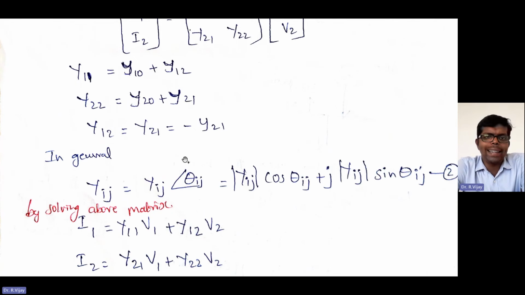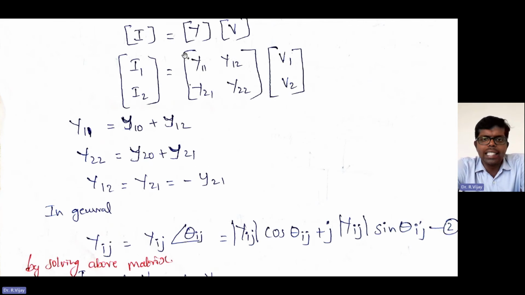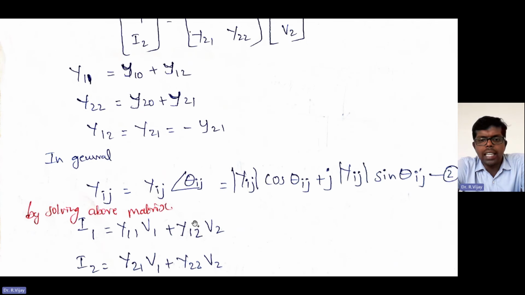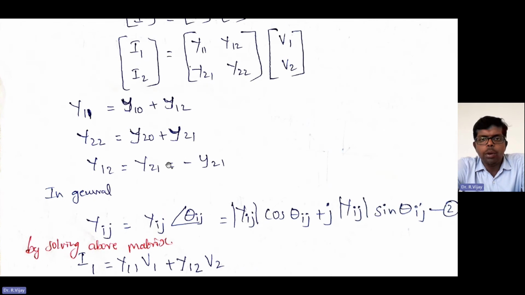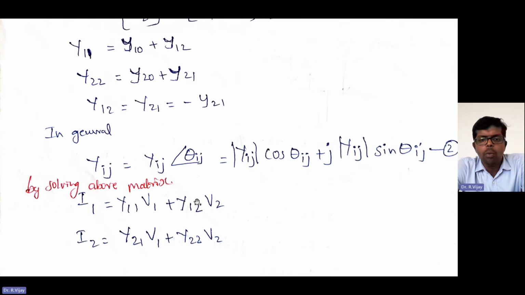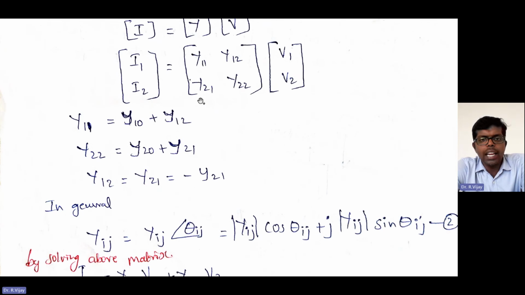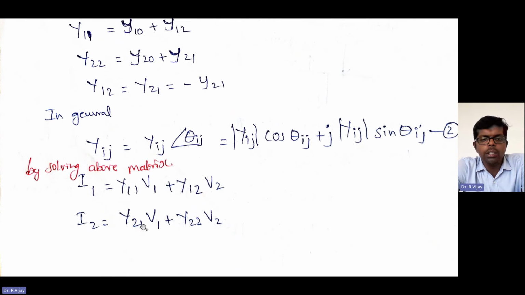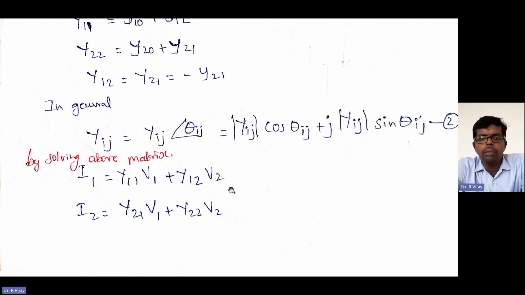By solving the above matrix, we just have to multiply this 2 cross 2 matrix with V1 and V2, that is rows into columns. If you multiply, Y11 into V1 plus Y12 into V2, like that it will come. So I1 is equal to Y11 into V1 plus Y12 into V2. Similarly, from this matrix, I2 is equal to Y21 into V1 plus Y22 into V2. The same thing, Y12 into V1 plus Y22 into V2.